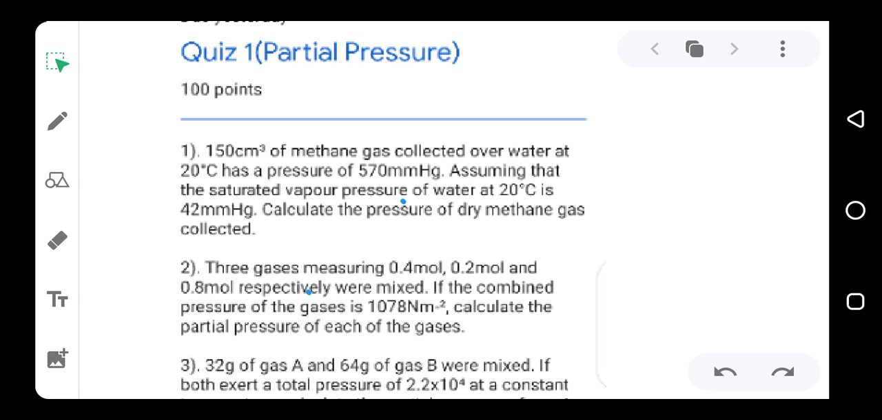So we are given the saturated vapor pressure, which is the pressure of the water, and we are given the total pressure of the gas. The total pressure is the 570 mm mercury given to us. So what we do now is to subtract the pressure of the water from the total pressure given to us. Now we have that of the dry gas alone remaining. So that is the simple thing we do here. This is very, very simple. Partial pressure is very, very simple. Now we go there. Let's solve it.